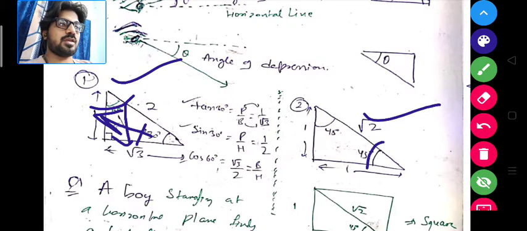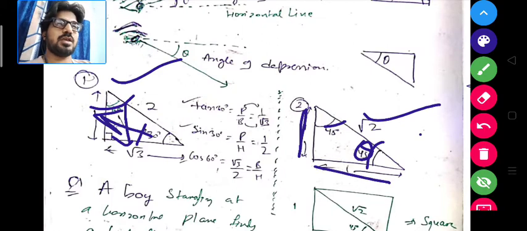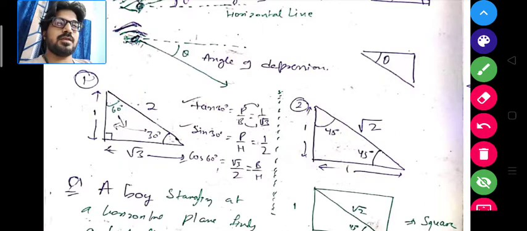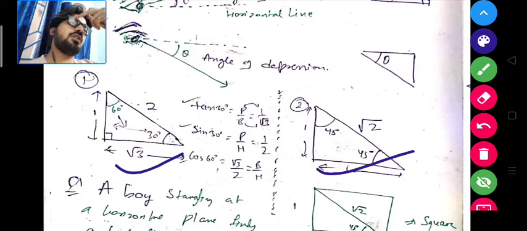Suppose you have 45 degree here. According to this theta, the perpendicular is 1 here, and according to this theta, the height is 1. So whichever way you take, both the cases are the same here, but here it is not the same. Here opposite to 30 degree it is 1, and opposite to 60 degree you have root 3. So you have to remember these two triangles for our further observation on height and distance.